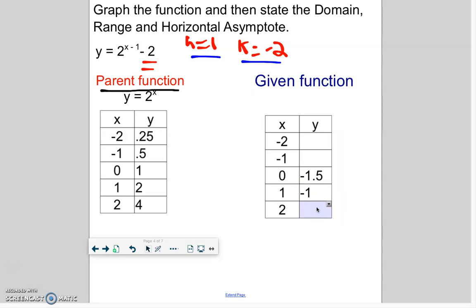Plug 2 in. 2 minus 1 is 1. 2 minus 2 then is 0. So as we can see, the graph is increasing. And if we go beyond this, let's just add another row here.